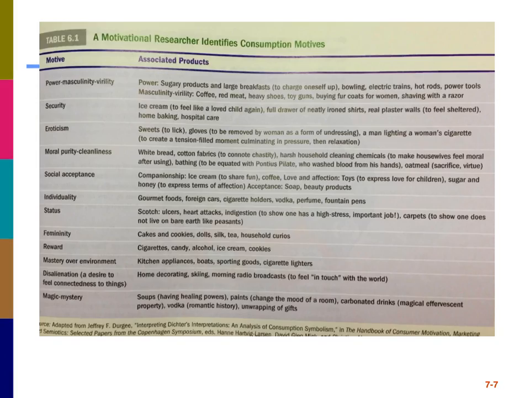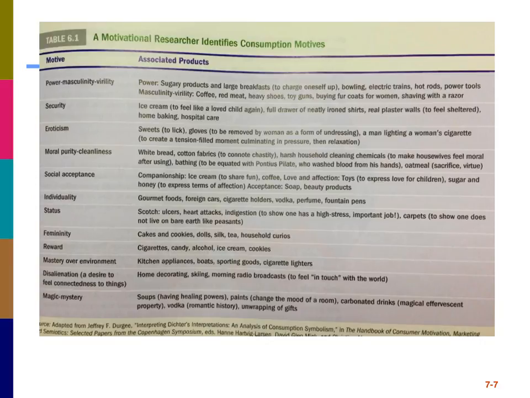Now, this is from your book. This is a summary of what kind of products you might be buying due to any hidden motive that you might have. And it's really interesting, guys. So, for power, for example, if that's the motive you have hidden in there, you'll be buying sugary products. You'll be buying or consuming large breakfasts. You might go bowling. You might like electric trains. Again, it's really interesting.